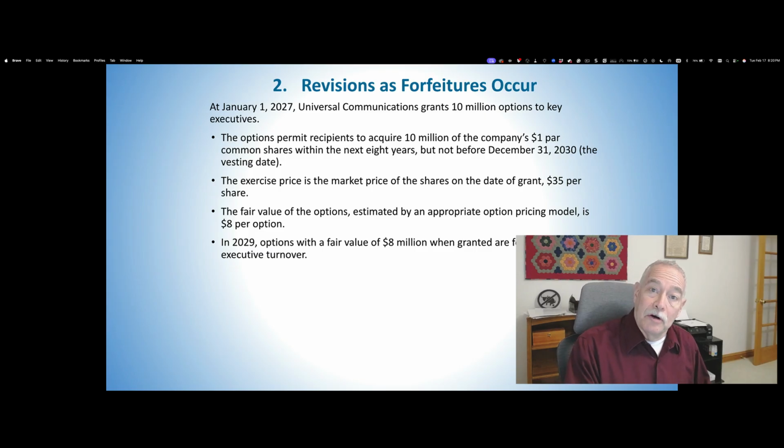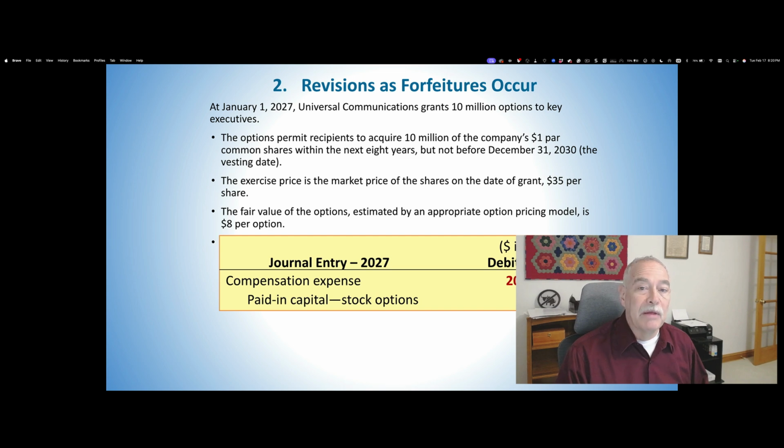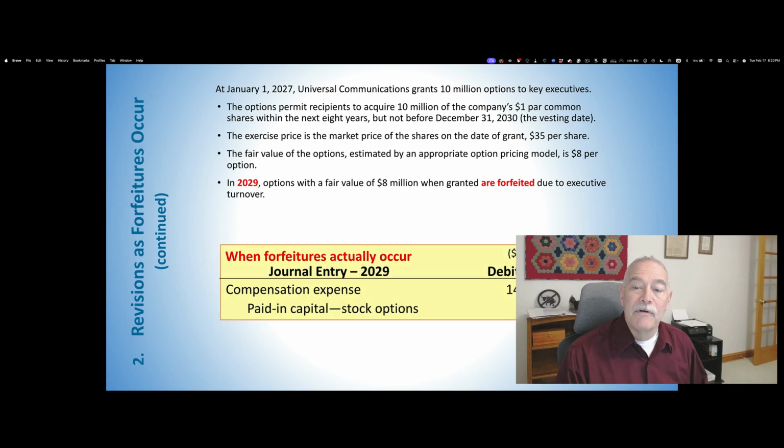Now, as I said earlier, it is acceptable to account for revisions only as they occur. So let's go back to the same example, and we're not going to estimate them. We're just going to recognize the first year, 2027, is 20 million. The second year, 20 million. And then we actually have options with a fair value of 8 million when they were granted that are forfeited because the employee left. They didn't want to stick around.